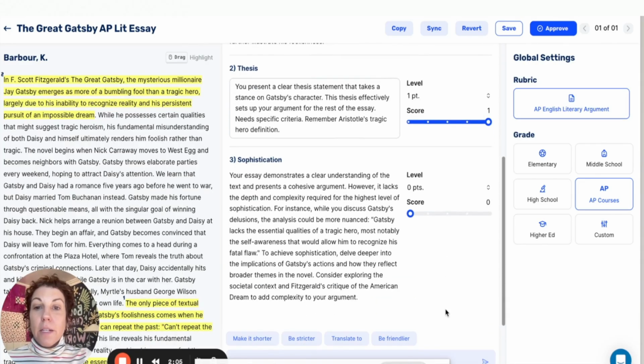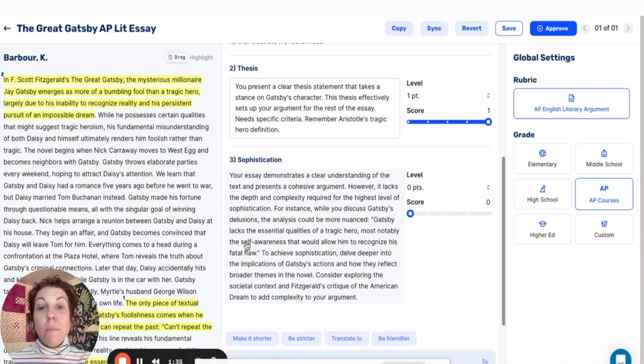Right, and then finally, if we go down here and look at sophistication, it really clearly and succinctly says everything that I am thinking about when I'm thinking about the depth and the complexity of the student's writing. So it's saying, hey, you have an understanding of the text, you have some evidence, but like, where's the depth? Where's the complexity? And what I really love is that it gives some specific examples of what the student is doing and then what they can do to make it more sophisticated.